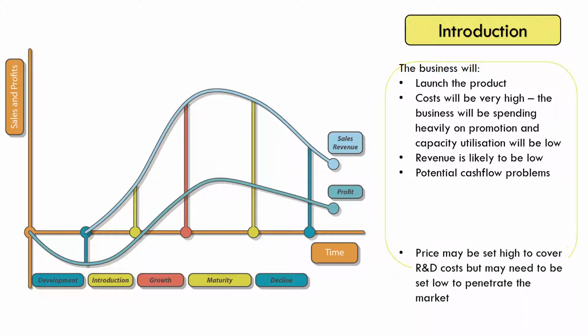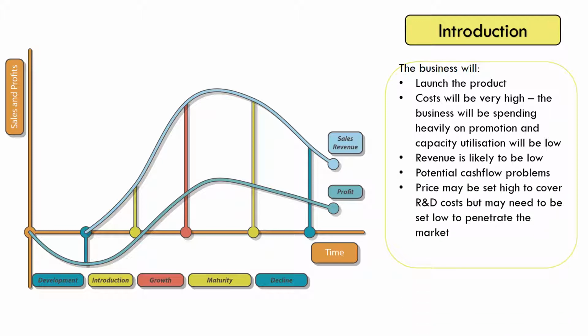Revenue is also likely to be low at this stage while we gain traction in the market. So again, there might be some potential cash flow issues at this stage. We might consider at this stage perhaps a price skimming strategy to recover early research and development costs, which again might lead to possibly lower levels of sales in the initial stages.